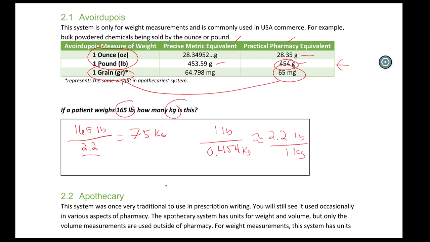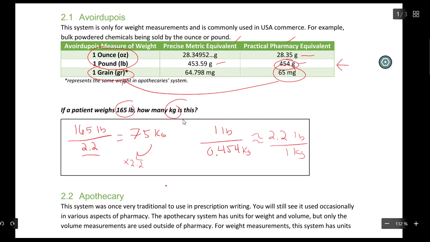So anytime you see pounds and want to convert to kilograms, divide by 2.2. Anytime you see kilograms and want to convert to pounds, you multiply by 2.2. So one thing you should be familiar with is 2.2 for kilograms and pounds. It's very common for the weight of a patient, going between the two.